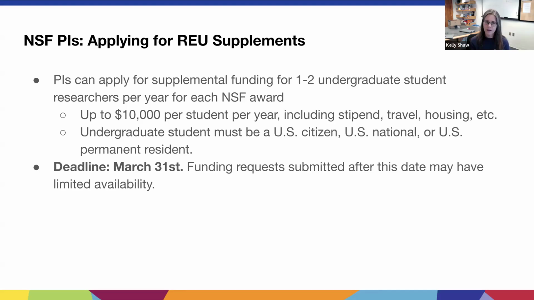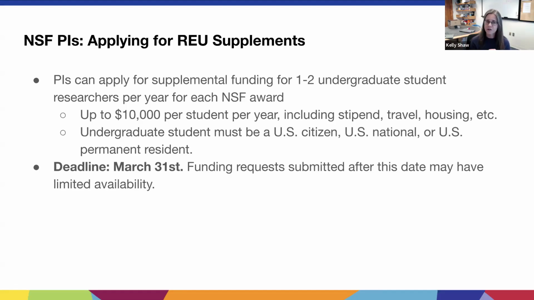The National Science Foundation has this program for REU supplements where PIs can apply for supplemental funding for 1 to 2 undergraduate student researchers per year per award. And the amount of funding you can request is up to $10,000 per student per year. That includes stipend and maybe travel or housing. You get to break that down.